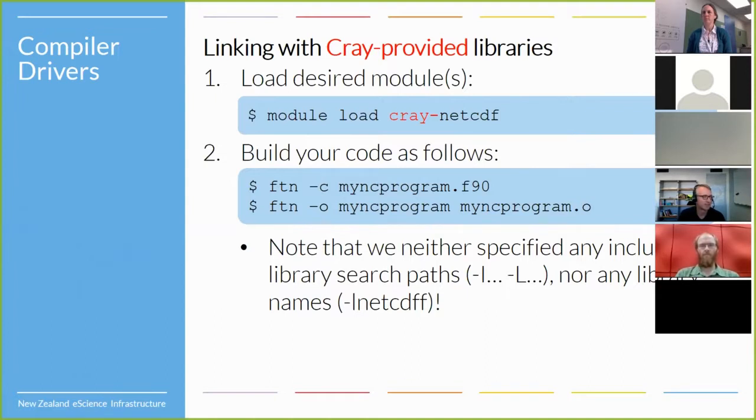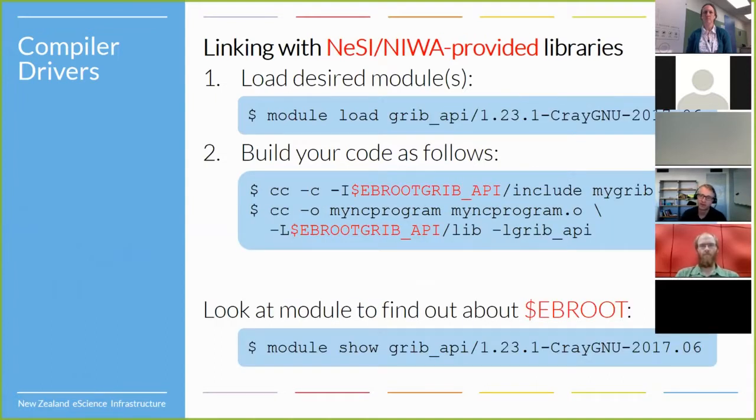However, this only works with the Cray libraries. If the library is provided by us, and you can recognize those with this rather complex looking version name, so here at the top you'll find grib API /1.23.1 and so on. These ones are provided by us using the EasyBuild software management system. And unfortunately, at least at the moment, we don't have a way to make that automatic.